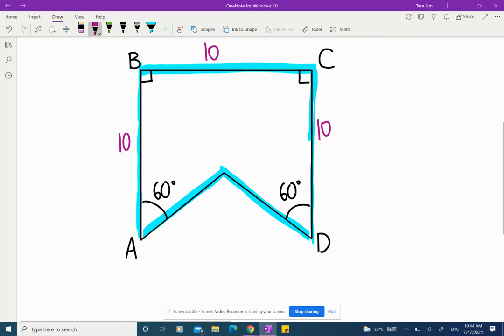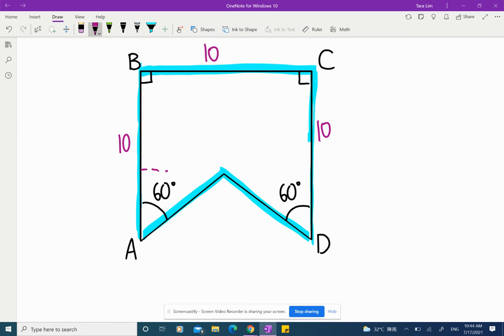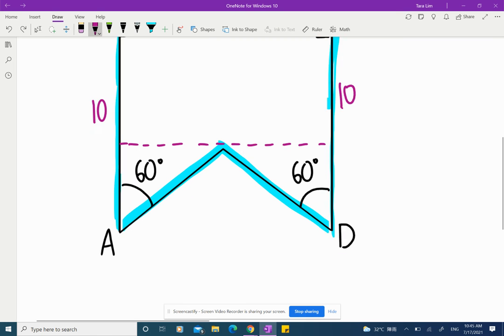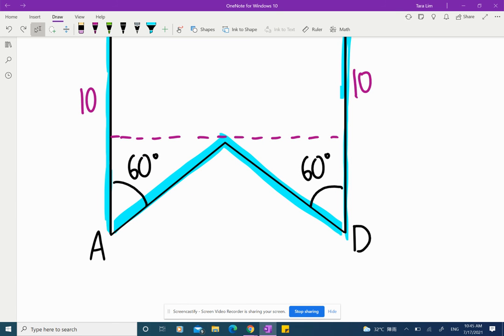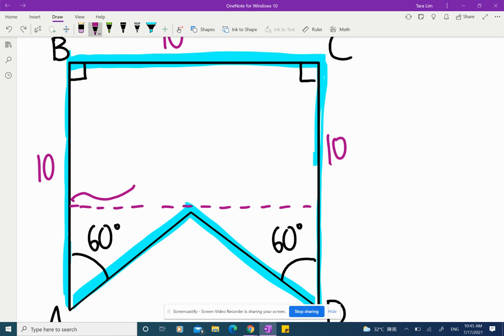So first, I'm going to use the long way. Let's just draw an imaginary line here. Let's say this is a straight line, and this is a triangle and this is a triangle. We know that the angle here and the angle here are exactly the same. It says the angle is 60 degrees. So that means both triangles are exactly the same. First, we need to know the length here. Let's just focus on one triangle because both are the same, so later we can just multiply by 2.